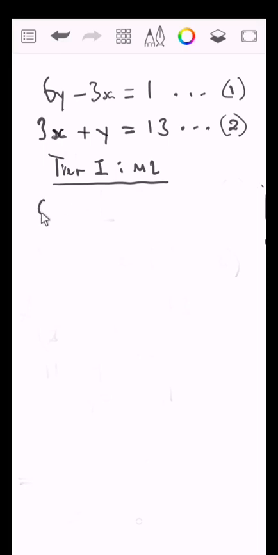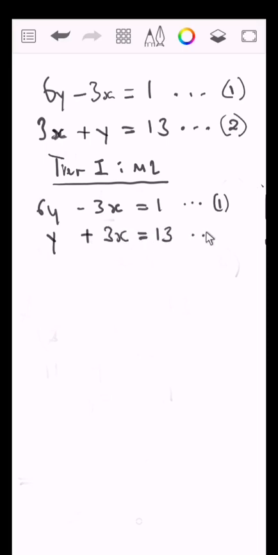Our equation number 1 is 6y minus 3x is equal to 1. Equation 1. But for our equation number 2, we are starting with the value of x, then y. So rearranging, it becomes y plus 3x is equal to 13. Equation number 2. So equation number 2 has been rearranged in such a way that values in y are aligned and also values in x are also aligned.